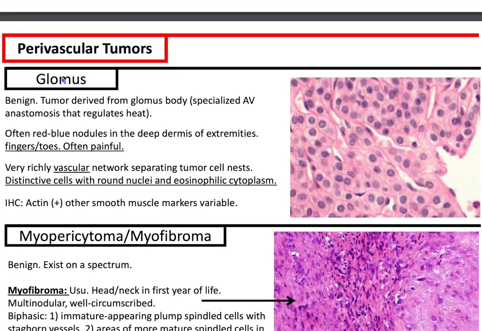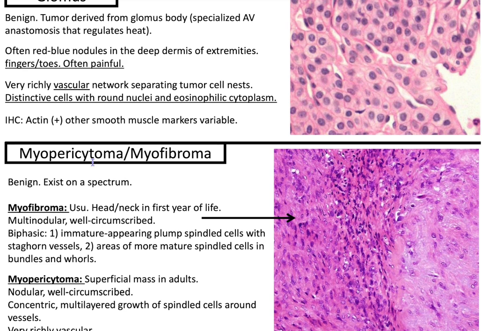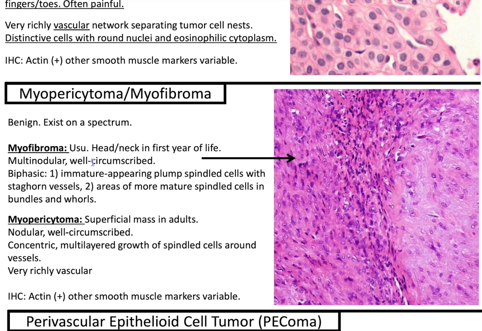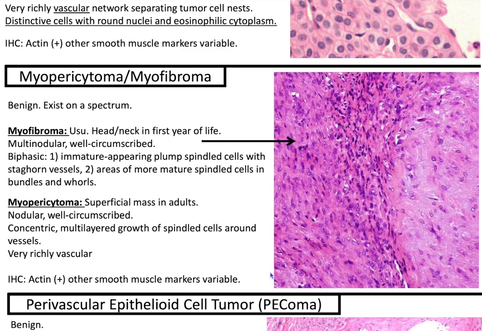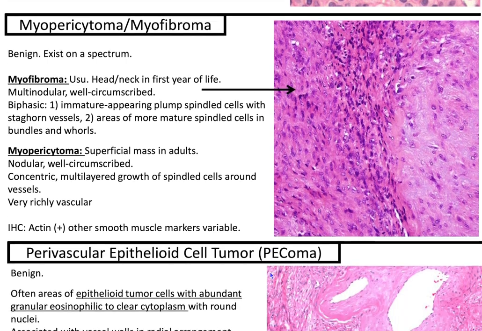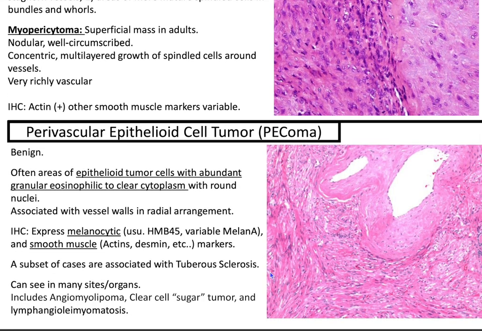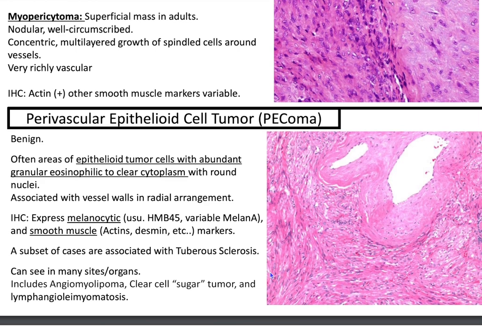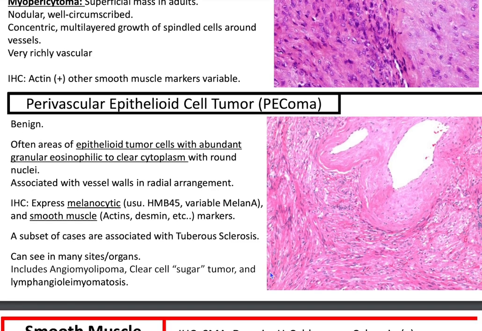Perivascular tumors. Glomus tumors, cells in a copy-paste pattern, can be painful. Myopericytoma, myofibroma, on a spectrum. Myofibroma, head and neck, first year of life, biphasic, immature plump spindle cells with staghorn vessels and areas of mature spindle cells in bundles and whorls. Myopericytoma, superficial mass in adults, nodular, well circumscribed. Perivascular epithelioid cell tumor, express melanocytic and smooth muscle markers. A subset are associated with tuberous sclerosis, and they include angiomyolipoma, clear cell sugar tumor, and lymphangioleiomyomatosis.